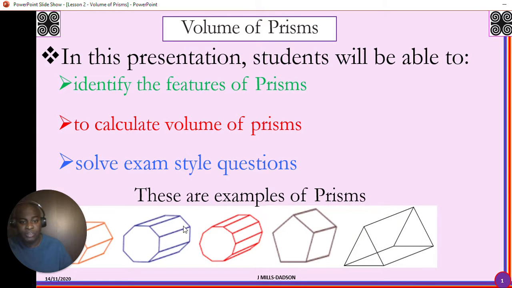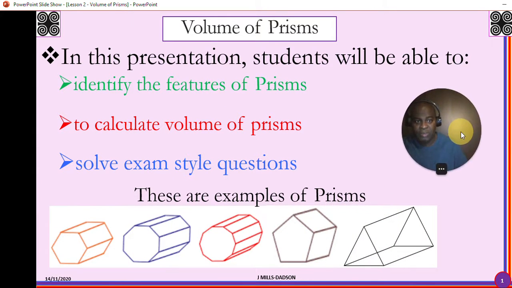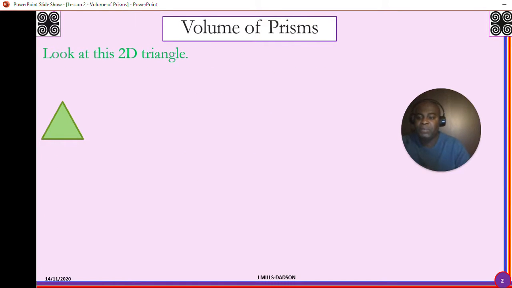These are examples of prisms, and one may ask, why do we call them prisms? Let's explain it this way. Look at this triangle. It's a 2D. So imagine I have about 40 of this identical triangle, and I just put one by the wall, and I just stack one after the other, stack them together to make a 3D shape. This was what happened.